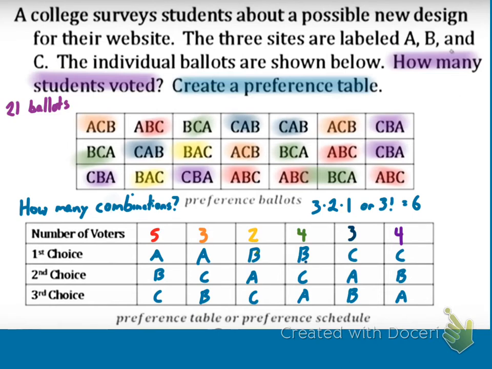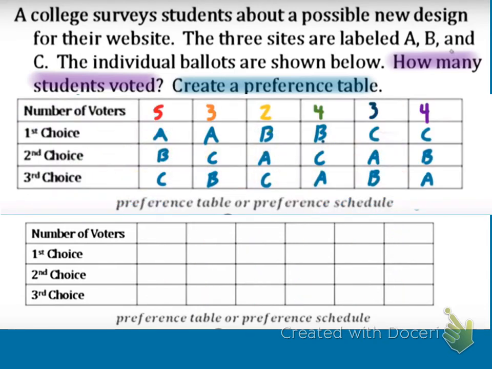Did we count all of the votes? Let's just make sure we did that. So we have 5 plus 3 is 8, plus 2 is 10, plus 4 is 14, plus 3 is 17, plus another 4 is 21. All right, so we got all of the ballots. We didn't miss any votes, so there won't be any voter shenanigans and voter fraud. So we're okay.